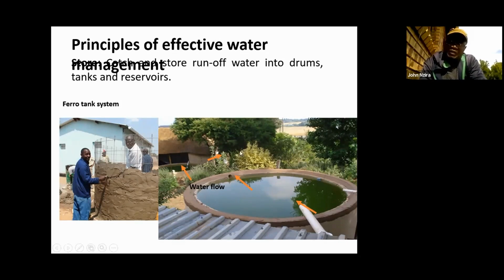Or in your garden, this tank can be built using the ferro cement tank method, where you use wire. You can see wire here, and then grid wire, and then fence and plaster inside and out, 4 centimeters. Then we have a tank that can store water and can be used in the garden anytime when you need to irrigate, rather than waiting for the rain.